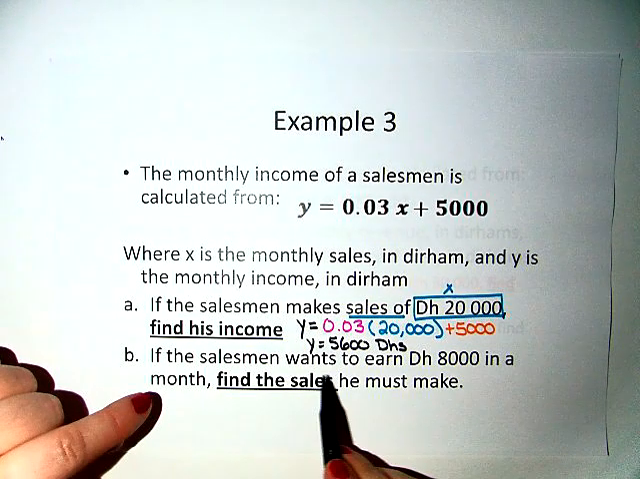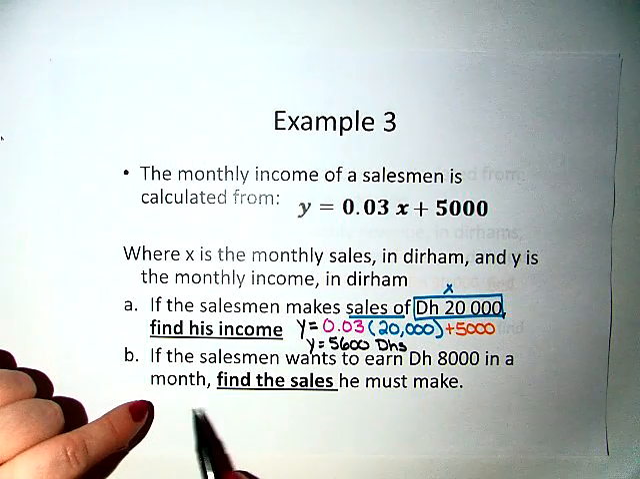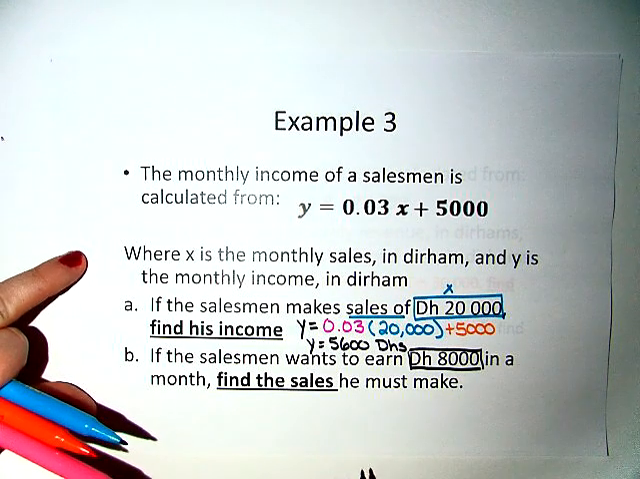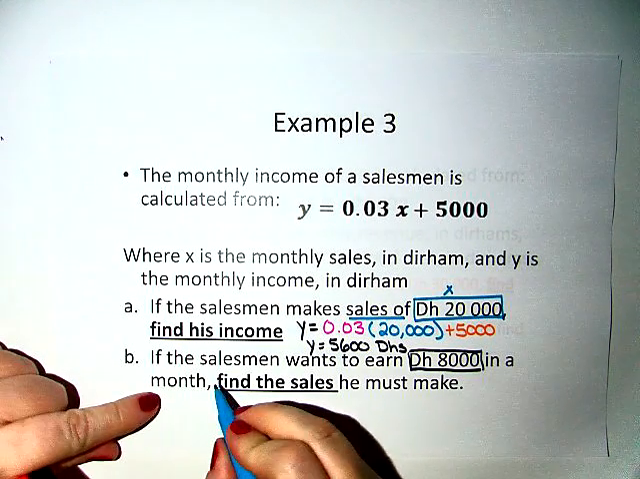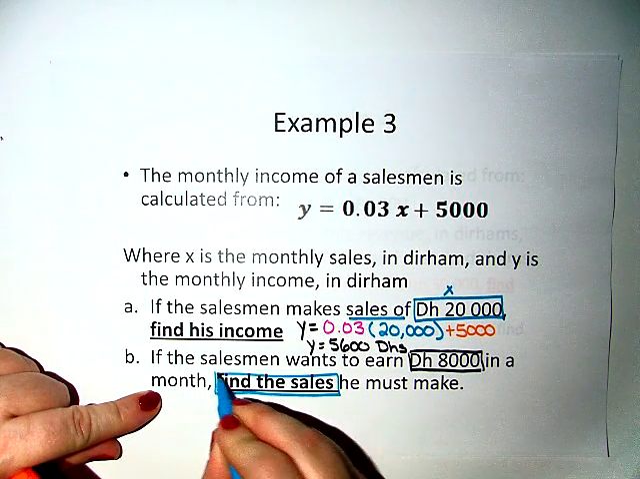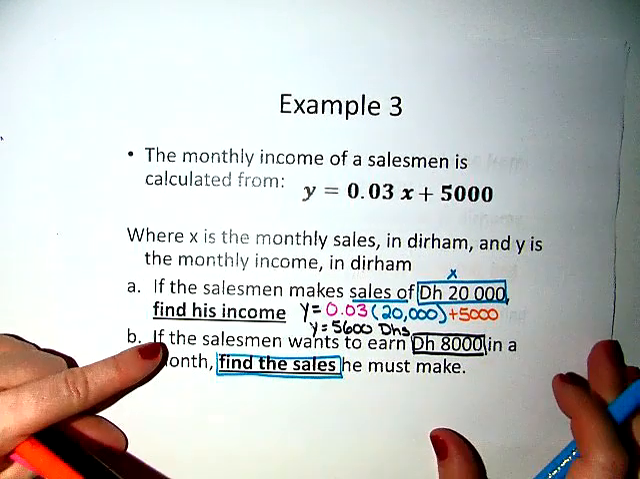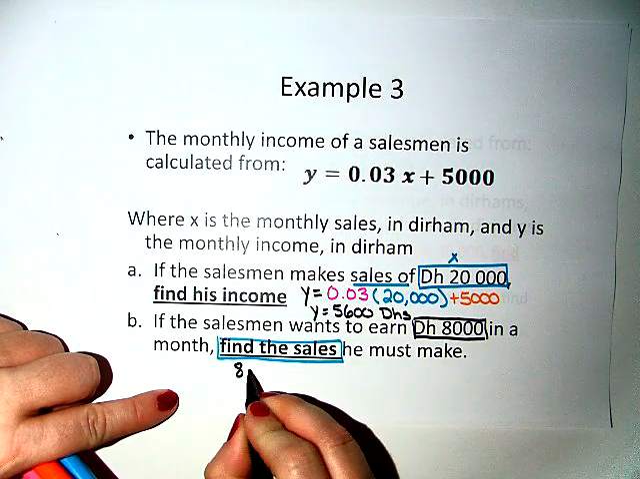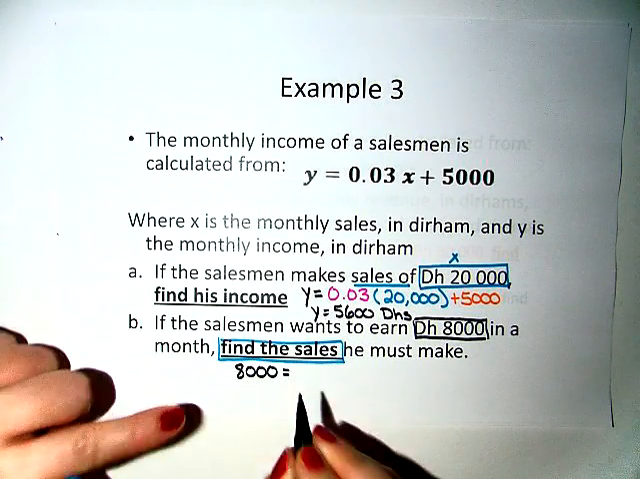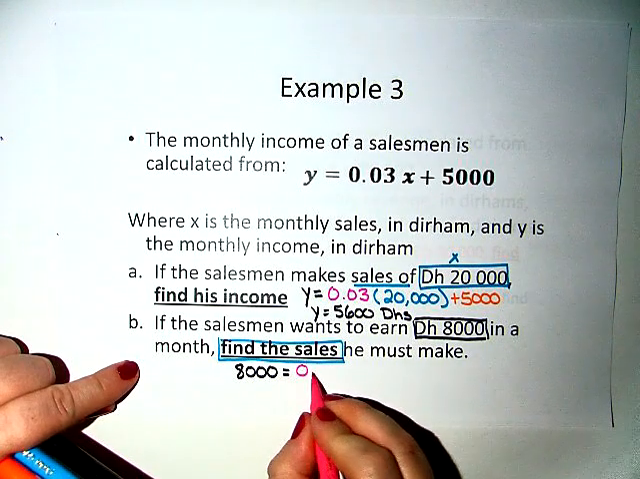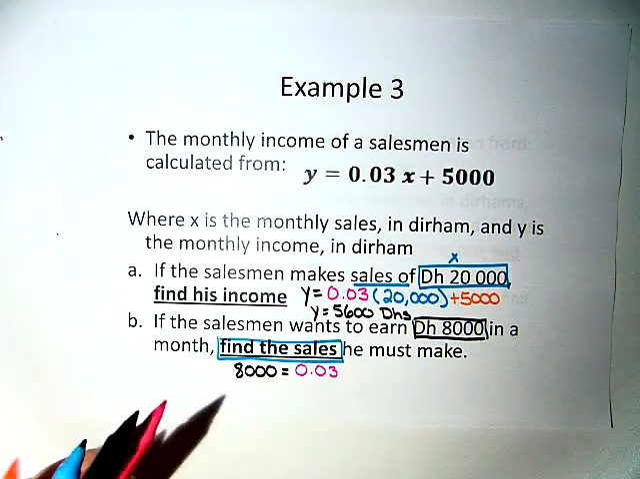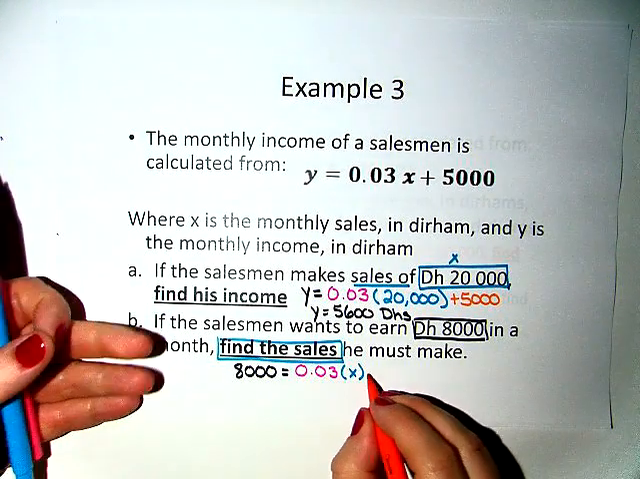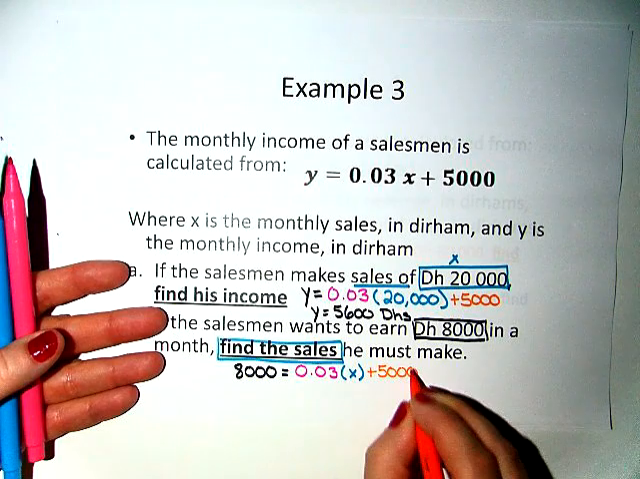If the salesman wants to earn 8,000 in a month, find the sales. So now, wants to earn 8,000. That's going to be our black. And we need to find the sales. So we need to find the independent variable. So, in order to solve this, we are going to set up the equation 8,000 equals 0.03 times x, we don't know what x is, plus 5,000.